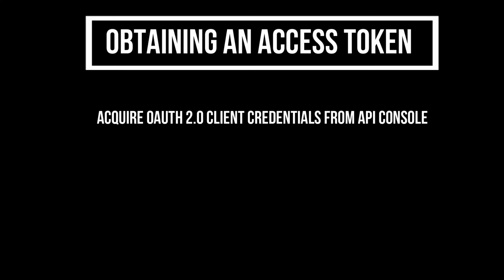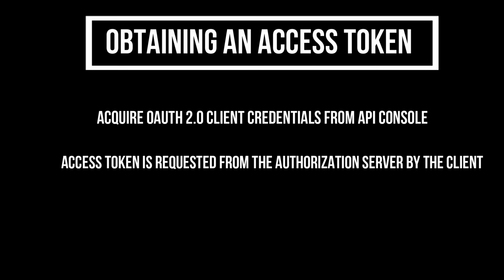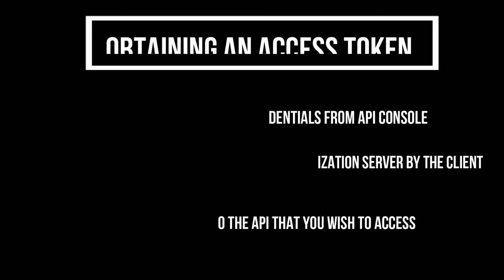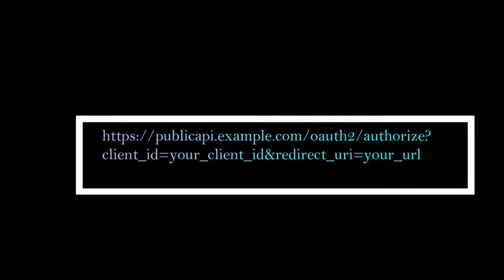First, it is necessary to acquire OAuth 2.0 client credentials from the API console. Then, the access token is requested from the authorization server by the client. It gets an access token from the response and sends the token to the API that you wish to access it. If you see the example here, it is the authorization endpoint.